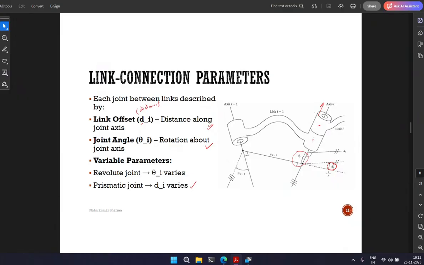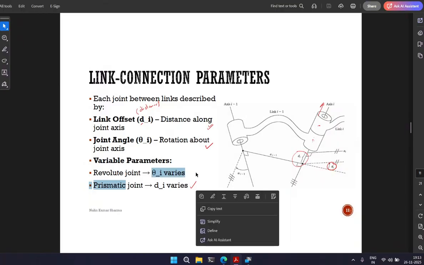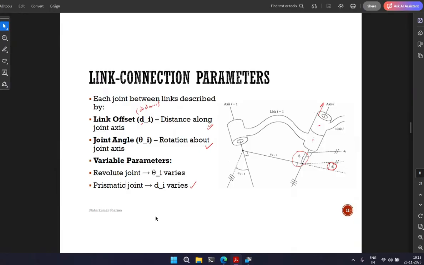Now you can see not all joints are rotational. There are prismatic joints also. When prismatic comes, instead of theta we will have a deviation in distance, because prismatic moves up and down, right? So at that time, these two change. While in rotation, we have theta as a variable, which will keep on changing. But in prismatic, we'll have d i as the variable, which keeps on changing. Got it?